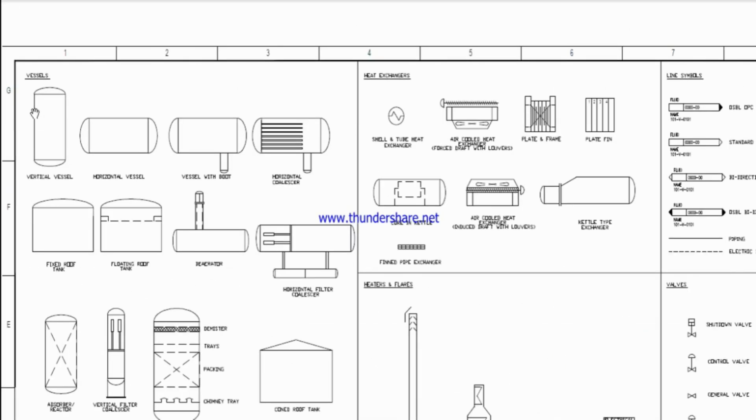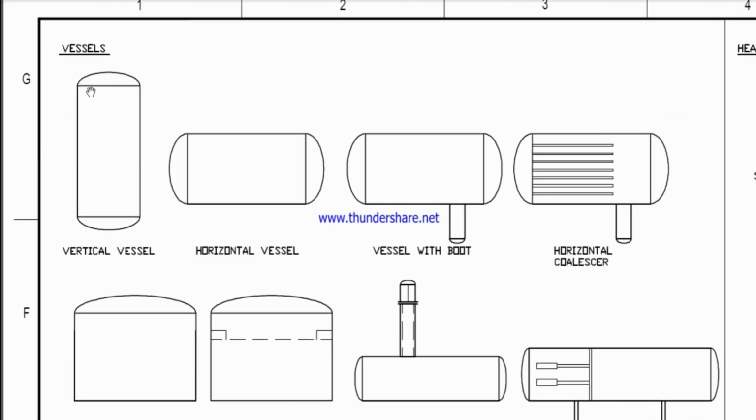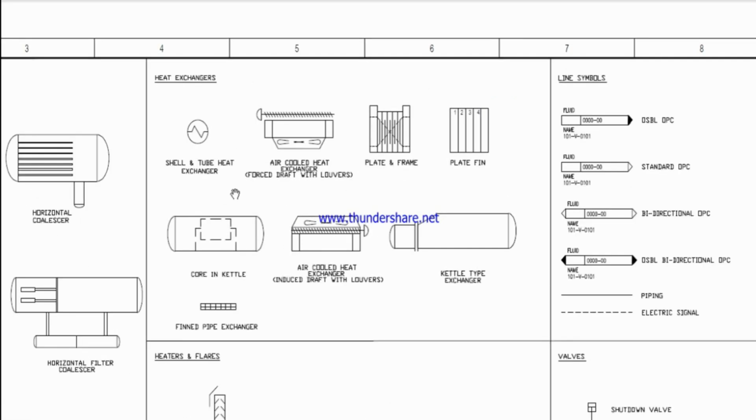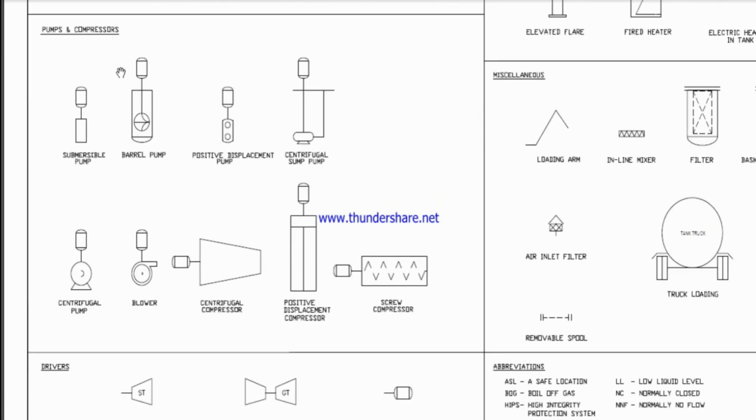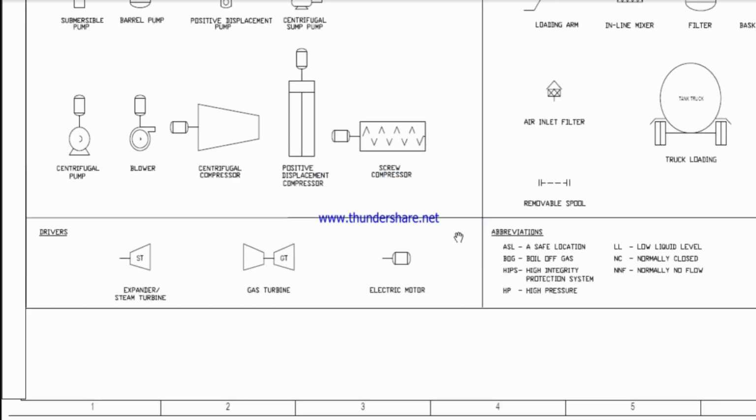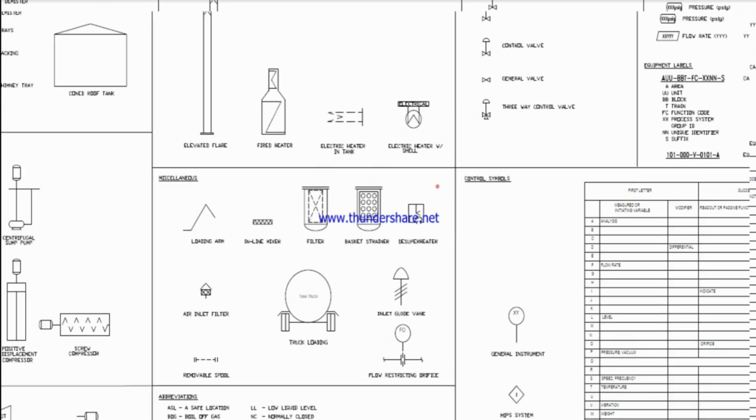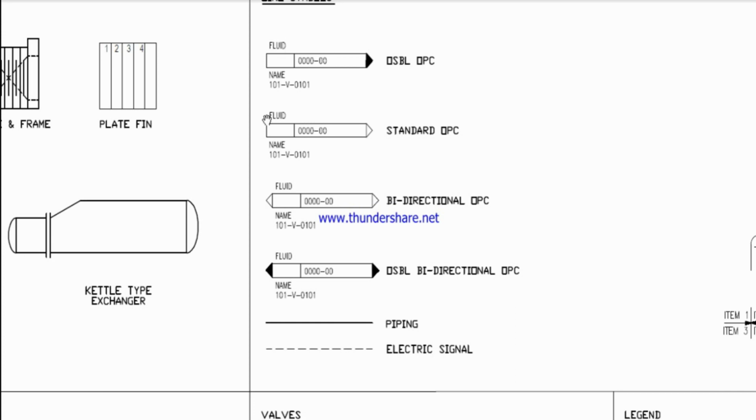These are symbols for vessels, vertical, horizontal, with boot, and tanks. These are symbols for different types of heat exchangers, heaters, and flare, pumps and compressors, and different types of drivers. Also, we show any miscellaneous items. This is how we show the fluid direction of flow.